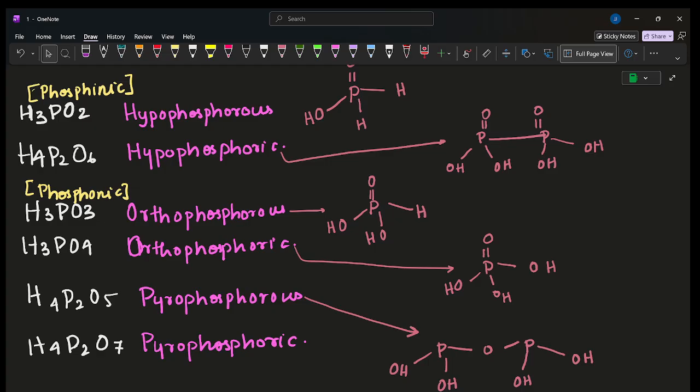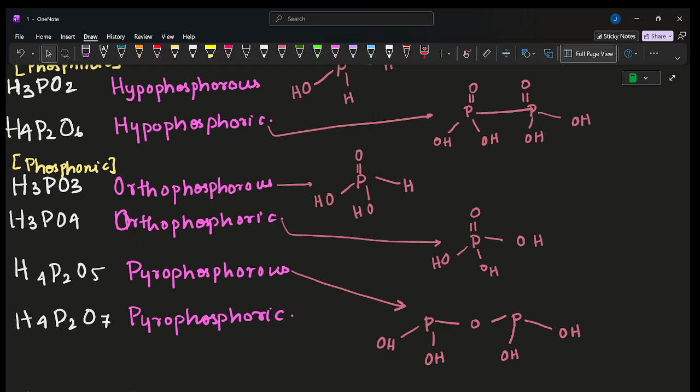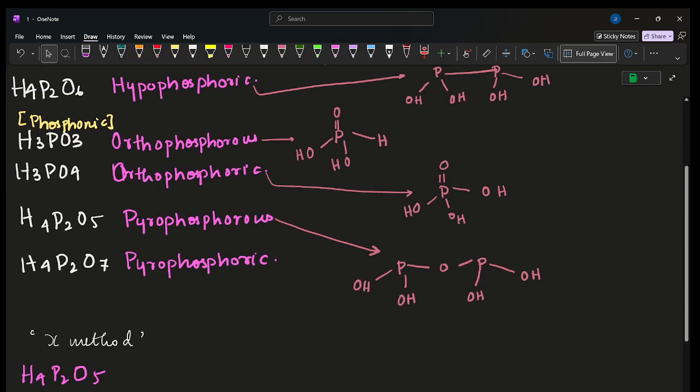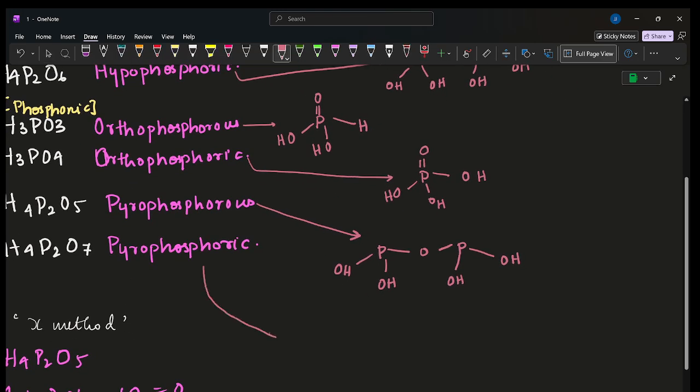Okay, let me move on to the next one, which is H4P2O7. So here you have 2 P, double bond O, double bond O. Let's see, I put 4 like I usually do. There's one more oxygen left. That's gonna form a POP bond.